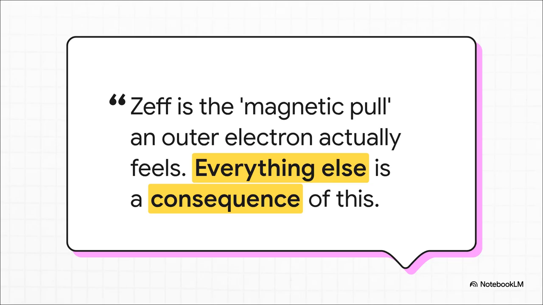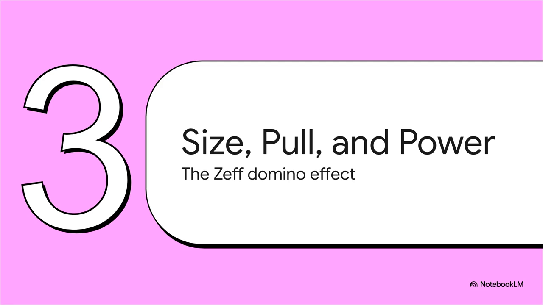So this is the main takeaway right here. Zeph is the magnetic pull that outer electron actually feels. Everything else, and I mean everything else, is just a consequence of this. Think of Zeph as the first domino. It falls and it knocks over all the others. Size, reactivity, you name it. It's the cause, everything else is the effect. All right, now for the fun part, let's watch those dominoes fall.